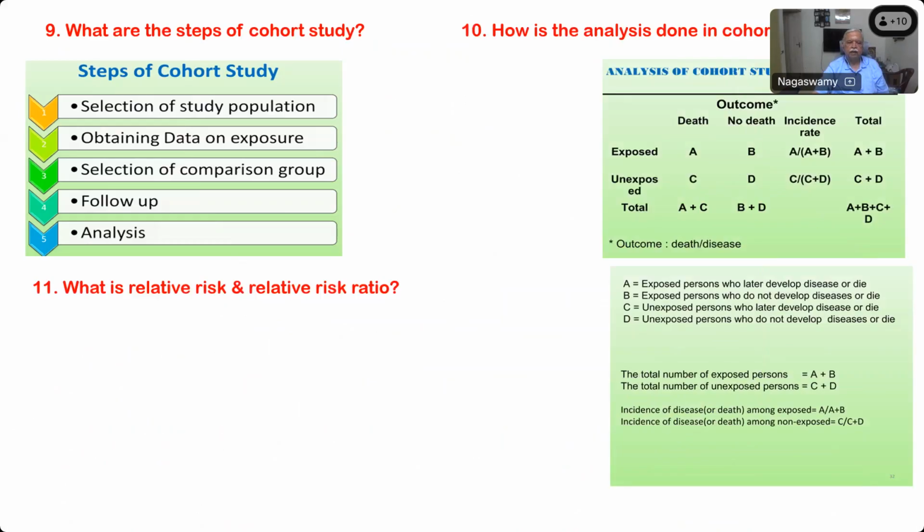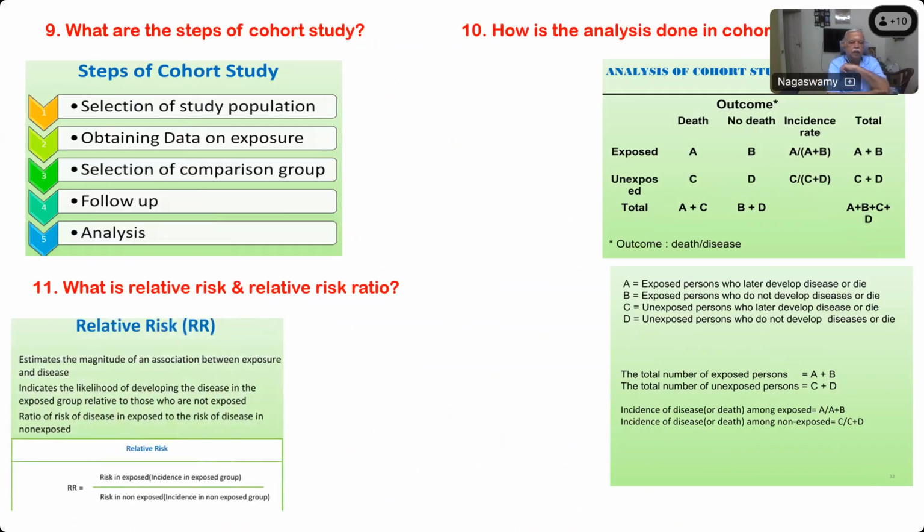So what is the relative risk, or relative risk ratio? This is another small thing that can be asked. Relative risk estimates the magnitude of an association between exposure and disease, and indicates the likelihood of developing the disease in the exposed group relative to those who are not exposed. It is the ratio of the risk of disease in the exposed to the risk of disease in the non-exposed. This is how you calculate it: the incidence rate among the exposed to the incidence rate among the non-exposed.